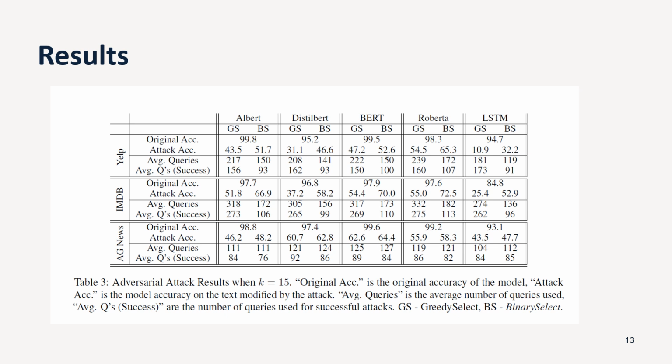Similarly, for IMDb, we see a larger difference in queries. Specifically, binary select causes a 46% reduction in queries compared to greedy, with a 23% drop in attack effectiveness. When we focus on the number of queries for successful attacks, this increases to a 54% reduction in queries for the same 23% effectiveness trade-off. Hence, we see a stronger positive effect in query reduction compared to the attack effectiveness.